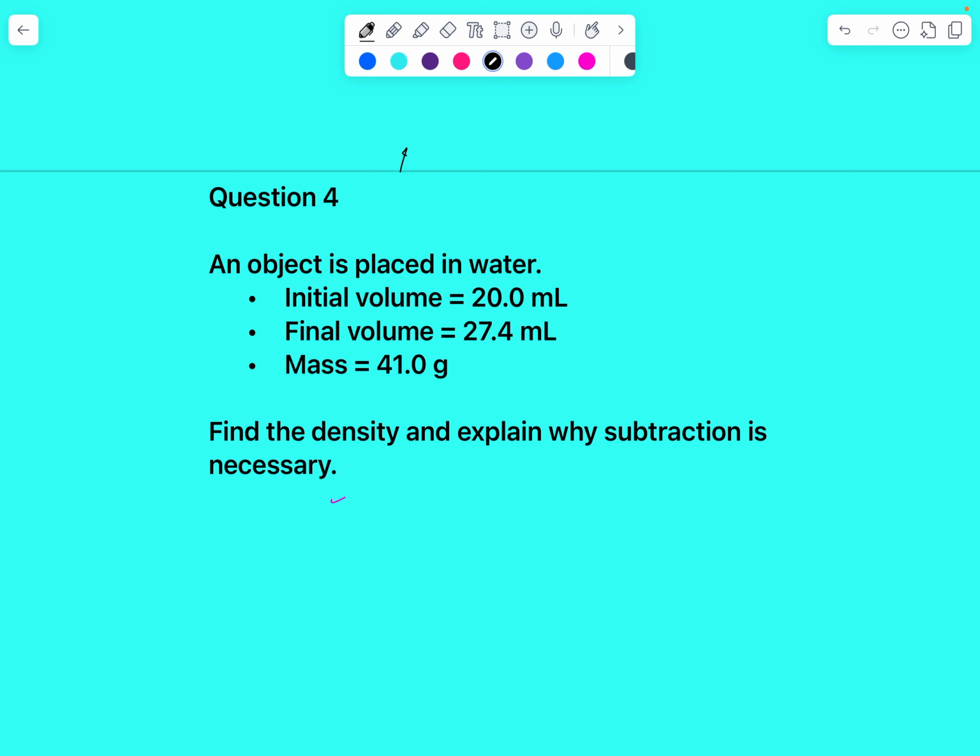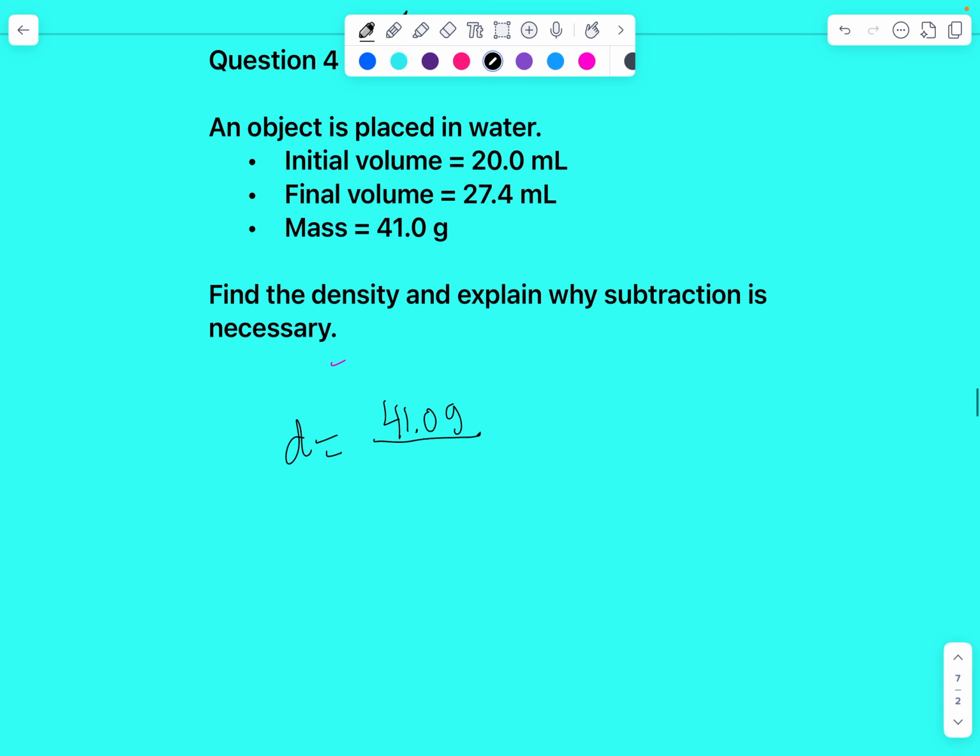We got this, right? So density is your mass all over your volume. But I got a final and initial volume. I need to find the object volume first and foremost. The formula is to take the volume final minus the volume initial. Go from where you ended to where you first began. So let's take a look. We have 27.4 minus 20.0, right?